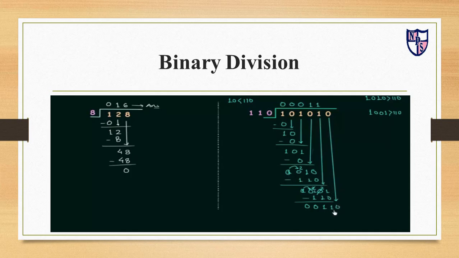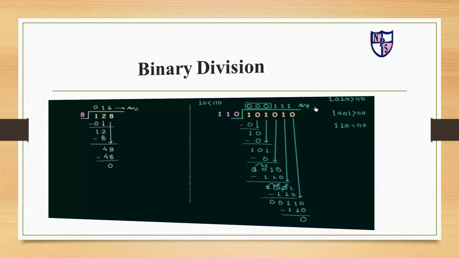110 we have. 110 is equal to 110, so we have 1 as the multiply, and after subtraction we have 0. So we have complete division, and the quotient is 111. You can neglect these zeros because it will make no change, and we have 111 as our answer. Now, I hope you have understood the binary multiplication and division perfectly.